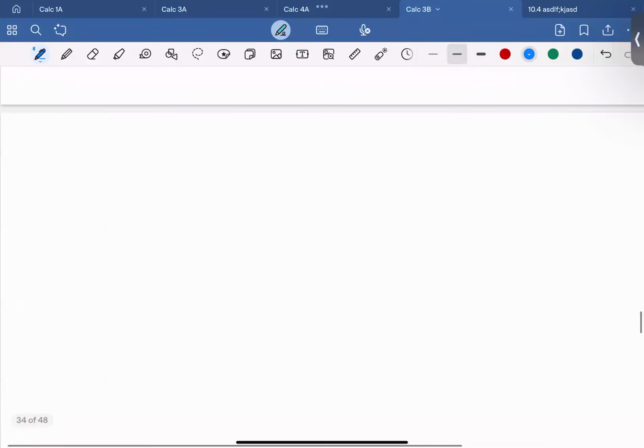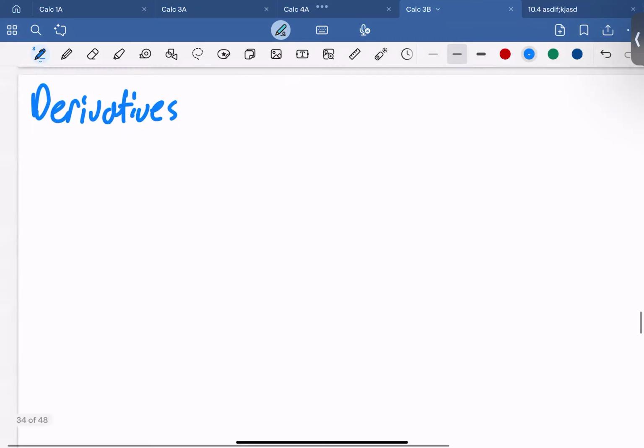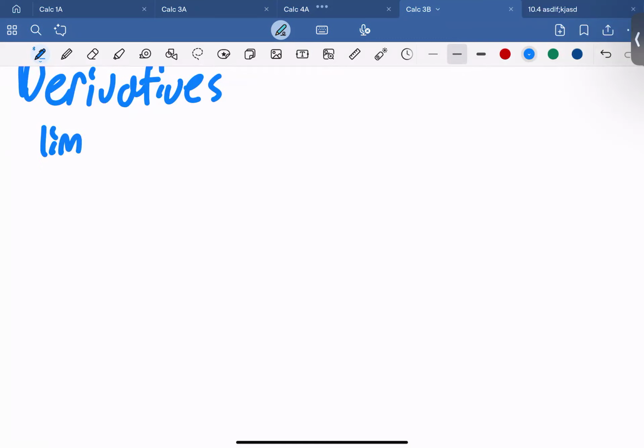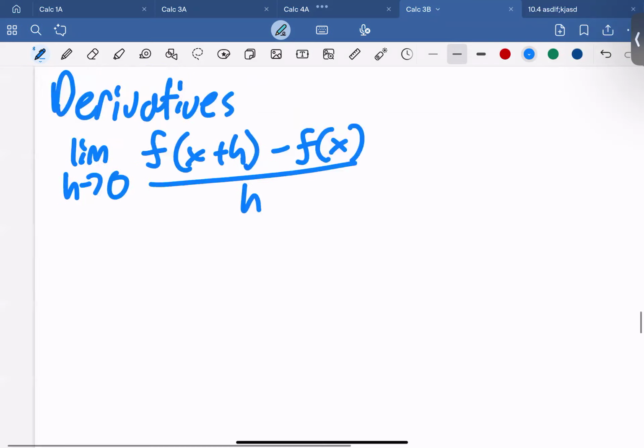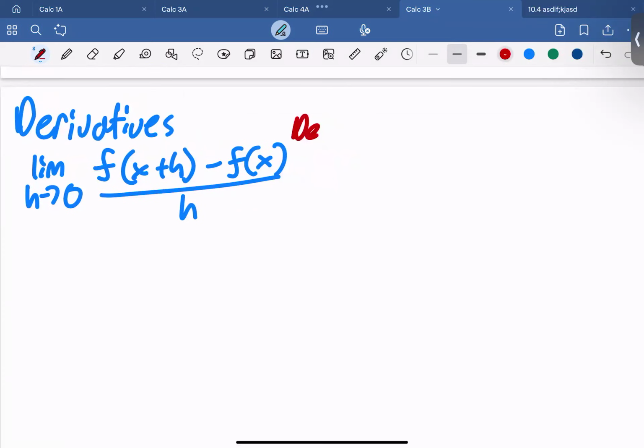Okay, derivatives. All right. I will give you the definition of the derivative. This is the limit as h approaches 0 of f of x plus h minus f of x, divided by h. All right, so this is kind of like our formula, the definition of the derivative.